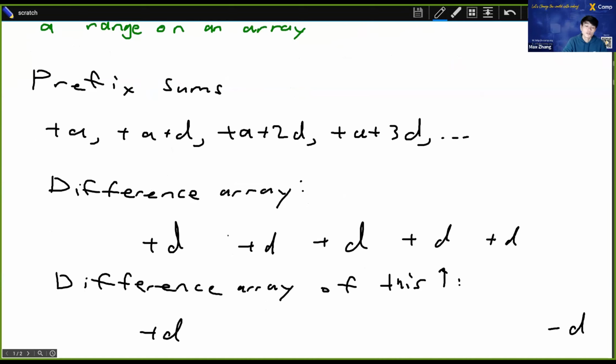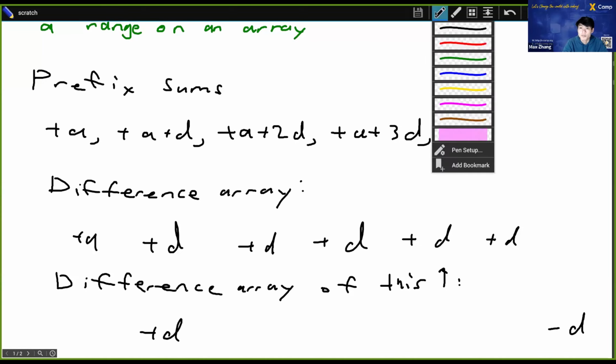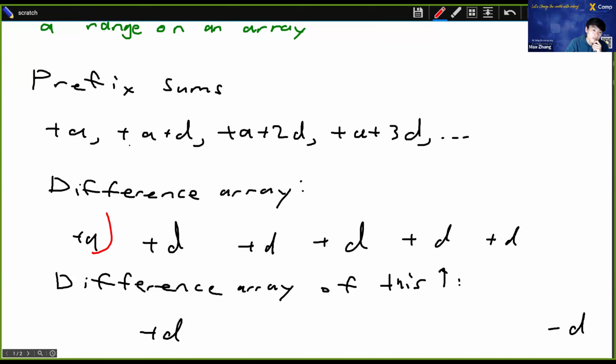So now if we go 2 layers down, we are able to do a constant time update to the table. Basically, in summary, we want to add an arithmetic progression. I kind of ignore the plus A here. The first one is going to be plus A, that's an exception we can deal with some other way. But the premise is that, assuming A is 0, you want to add 0, D, 2D, 3D, 4D, and so on and so forth.